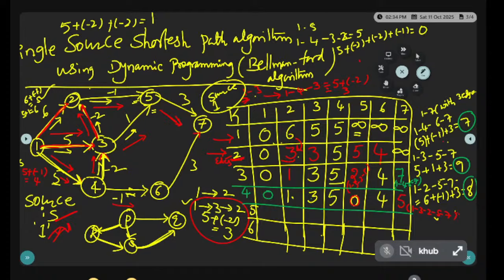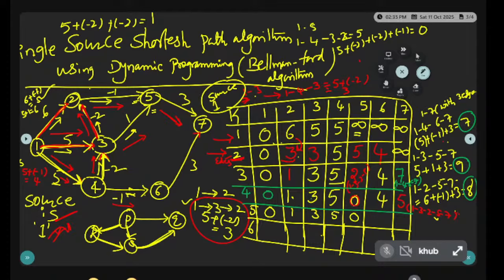With 5 edges, first it is 0 anyway. 1 to 1, 5 edges. 1 to 2, 1 to 3, 1 to 4, no changes. 1 to 5, 6 edges also not possible. 1 2 3 only, so no changes. Here it is 0.